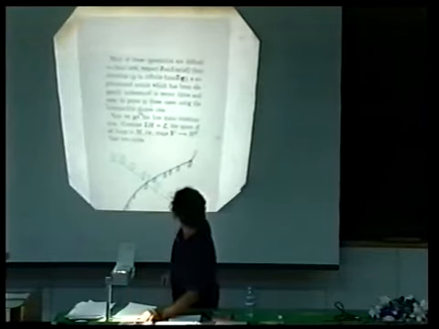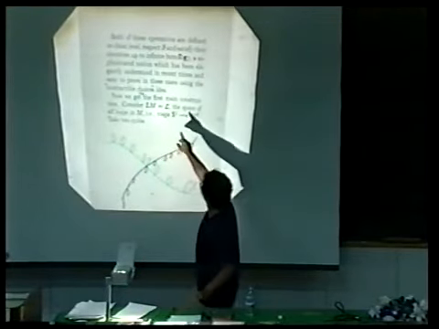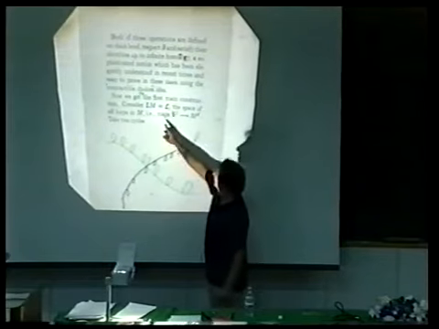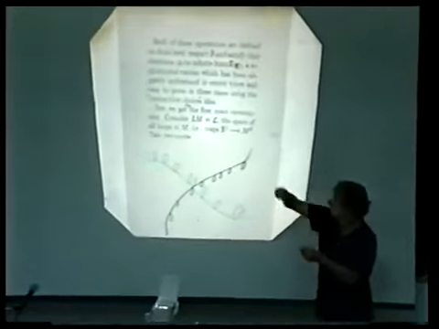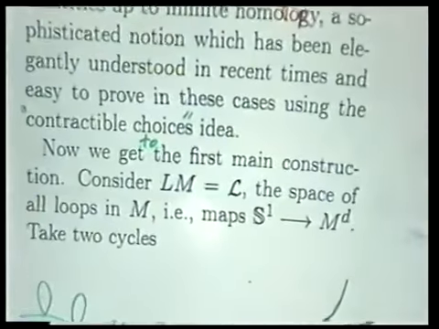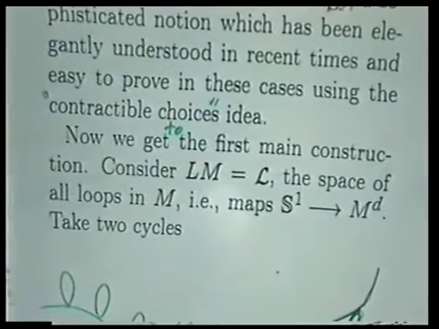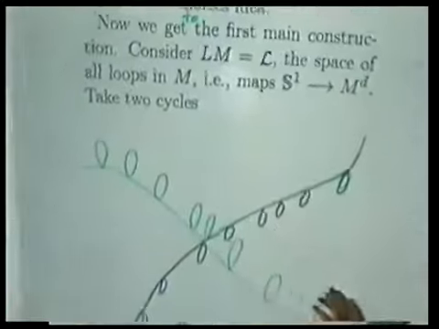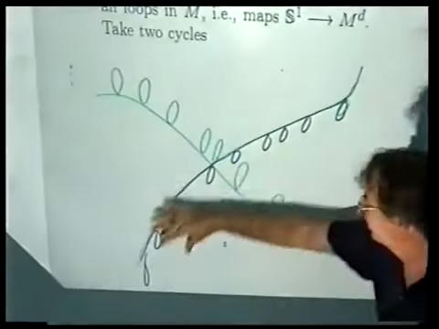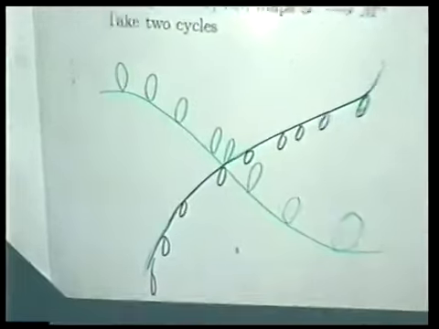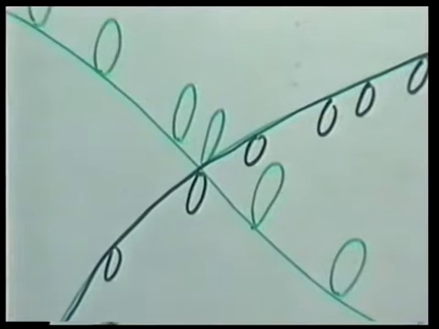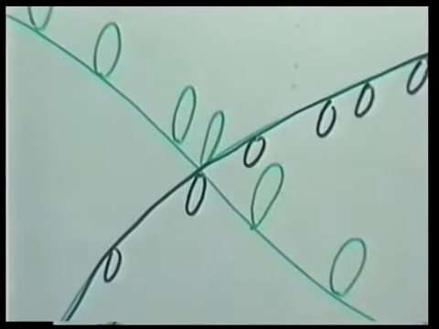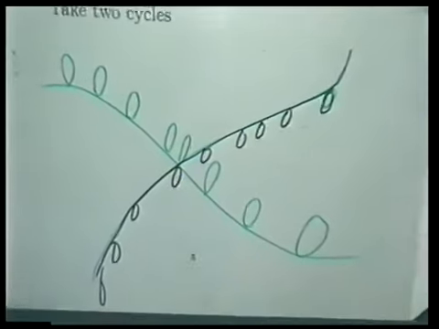So now we get to the first main construction. Let's consider a new loop space. This is the space of all loops in M, all maps of the circle into M. They don't start and stop at the same point; they start and stop at any point. Now take two cycles in this space. Here's a cycle of loops, a green one, and here's a black one in the loop space. And now we want to combine the two previous ideas to define an algebra structure in the homology of this space.